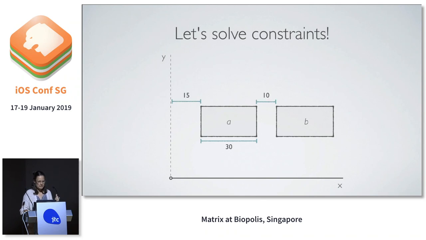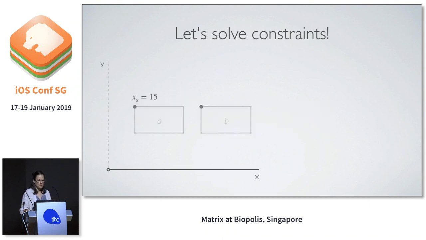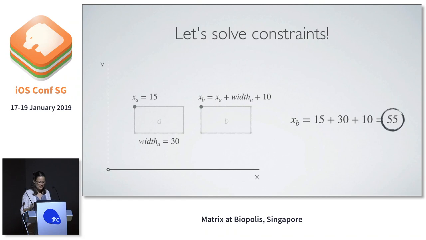And so let me just substitute in a few numbers. Let's say A should be 15 points from its superview or whatever is to the left, and then it's 30 points wide and 10 from B. So if you wanted to express where B starts, what is the min-x of B, we would say, okay, we have x of A being 15, we have the width of A, and we have the padding between the two. So B's min-x is 15 plus 30 plus 10, which, if my math is correct, is 55. So this is super straightforward, right? And this is what the auto layout engine is doing sometimes.